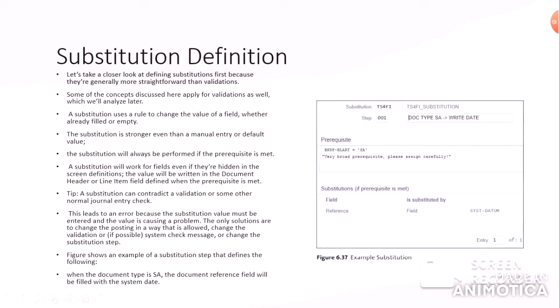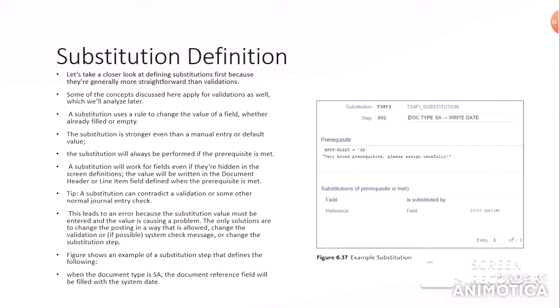It is not specific, it is for the whole document: it's document type SA and no other prerequisite we are checking here. So the substitution will always be performed if the prerequisite is met. If the document type is SA, then for all the documents which have document type SA, we are going to change the substitution field.